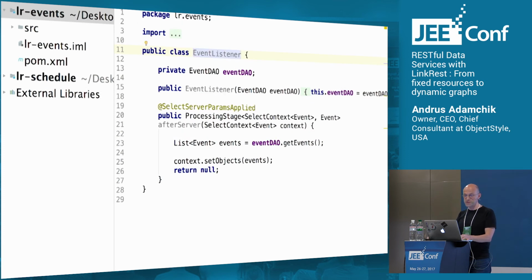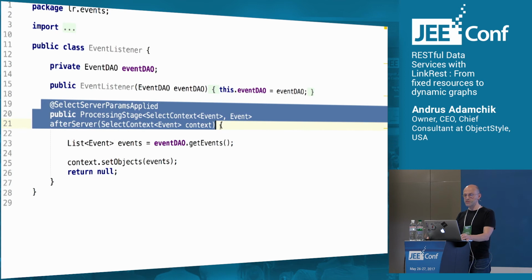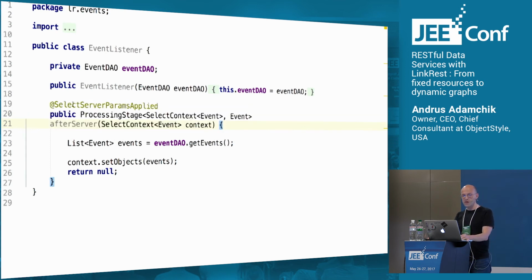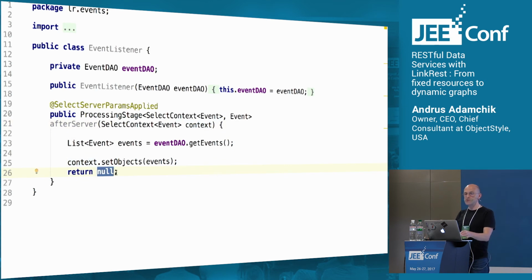So here's an event listener. The event method is written following a certain pattern. This annotation tells us where in the chain to call it, and we pass a context to it that essentially tells us what's going on in LinkRest. And we return null, meaning that we want to cancel the chain. So this is the last step. Once we get the data, LinkRest should no longer attempt to get the data again, for instance.